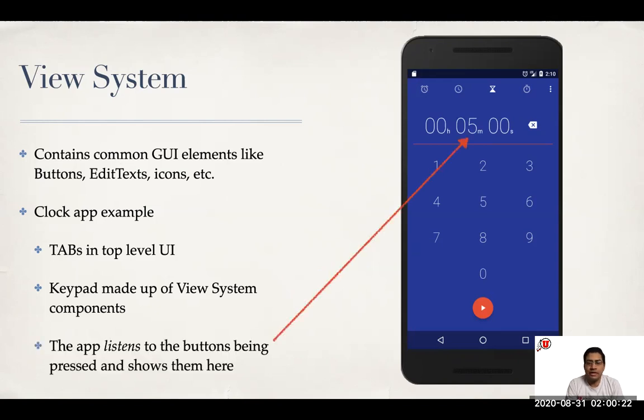And we also see an example of how the view system responds. So, the app listens to these buttons being pressed, and when the button press happens, there is a listener which responds by showing, say, the 5 or the 0 or whatever over here. Okay? So this is broadly what the view system has, and we are going to deal a lot with the view system. All the apps we create will have the GUI component. So we'll come back to that later.